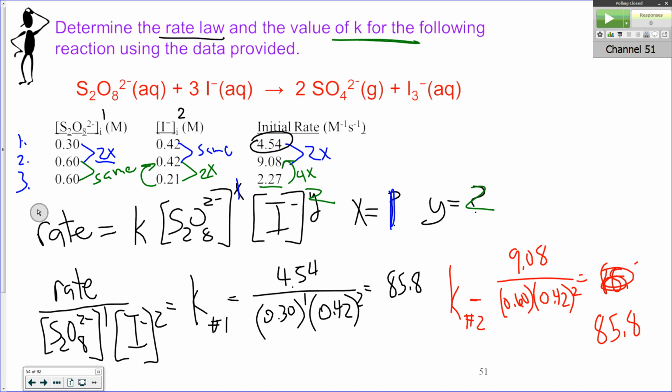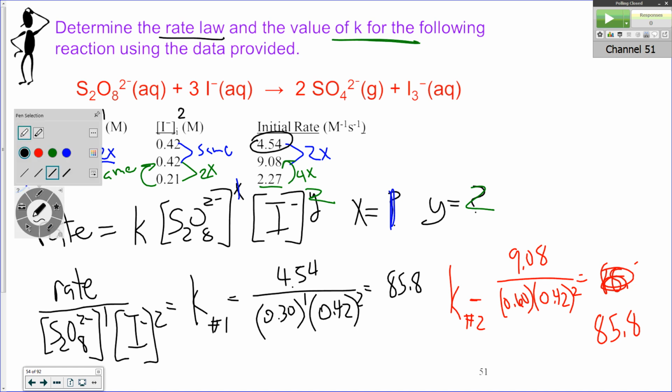Yes? On that problem right there, when you're comparing what changes, like 2 times, same 2 times, how do you know, in general, that that is a first order, a zero order, a second order? Okay, so we'll quickly go over this last problem that we did.